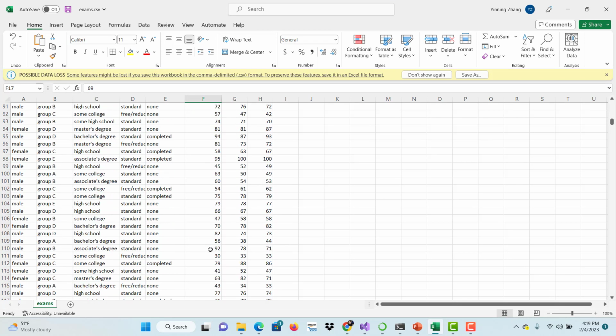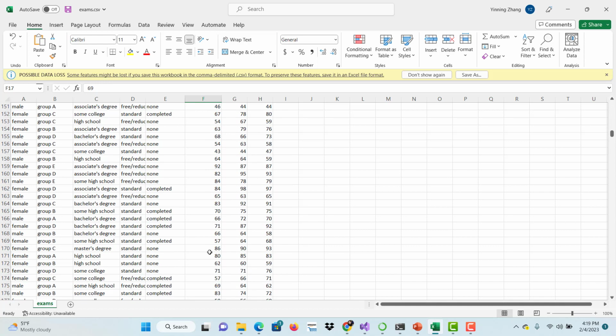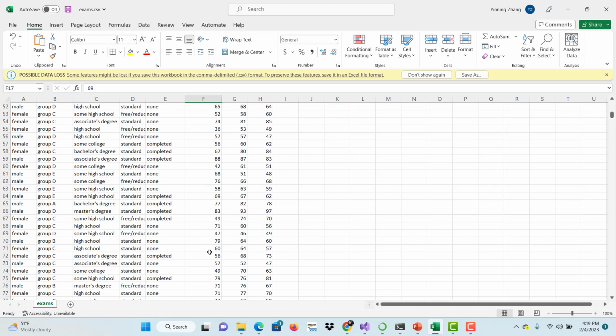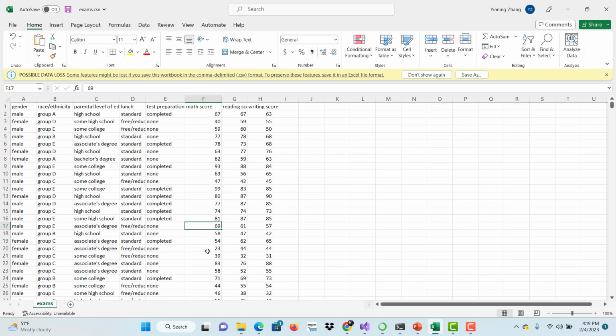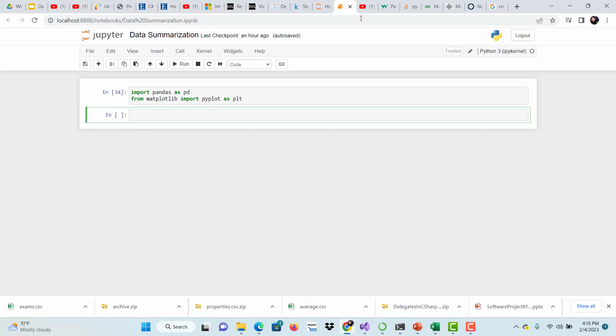We are going to find the mean, median, and mode, and how many students scored over 90. So how can we do that? Let's put it into the code.